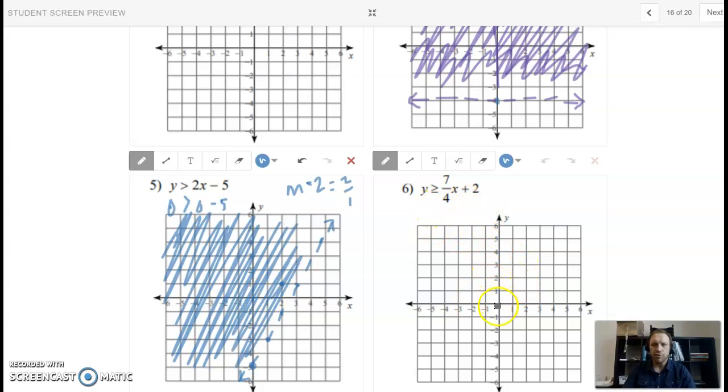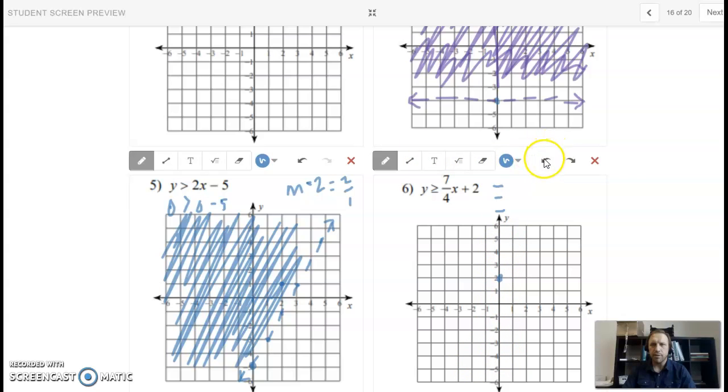Number 6, I'm going to start with plus 2. All right, then my slope is 7 over 4. Oh man, how can I do that, right? I go up 1, 2, 3, 4, 5, 6, 7 over 2. So I'm kind of estimating, but I can go down 7, left 4 as well, right?